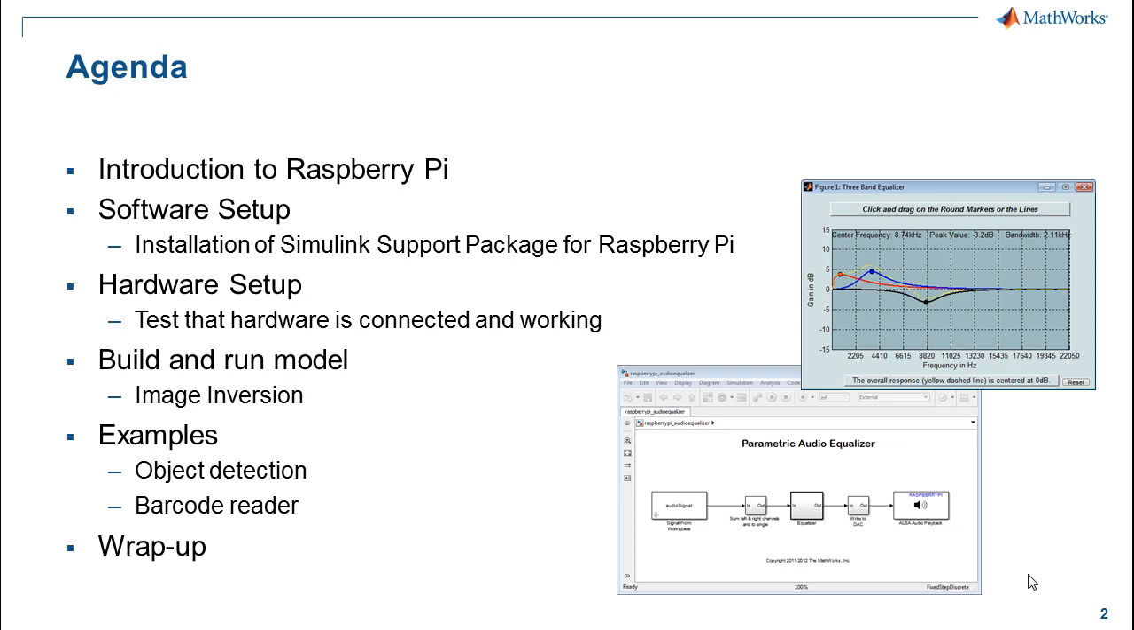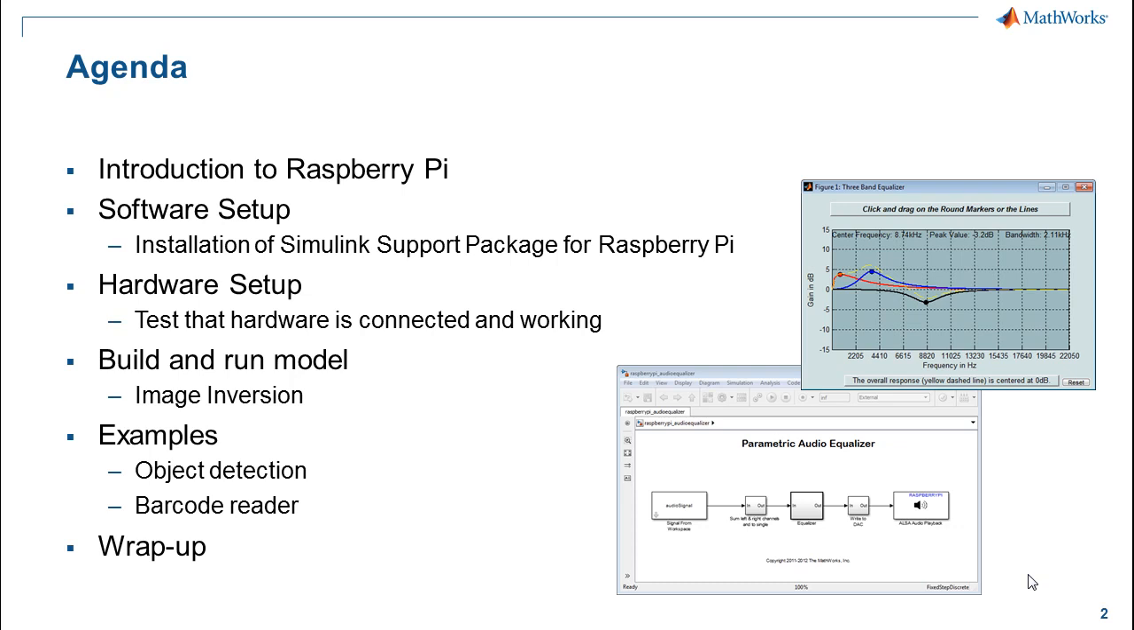Finally, I have two other demos: an object detection example, which detects a green object and paints a dot on it, as well as a barcode reader, which looks at a barcode and outputs the numerical digits. And finally, we'll have some time for wrap-up and question and answers.